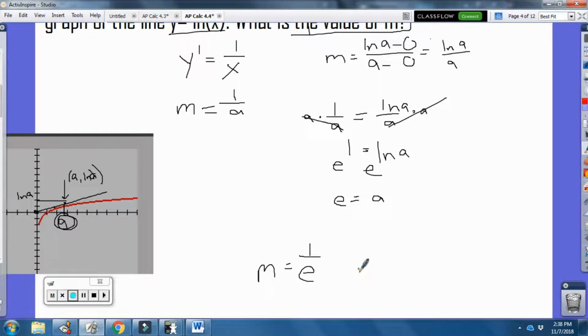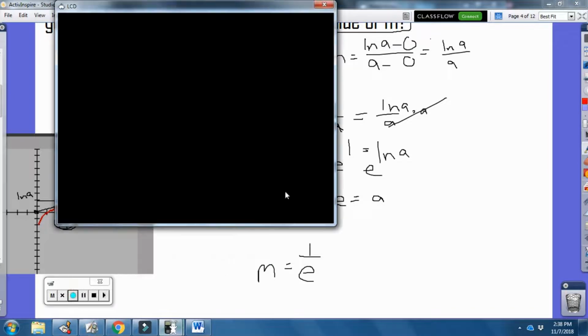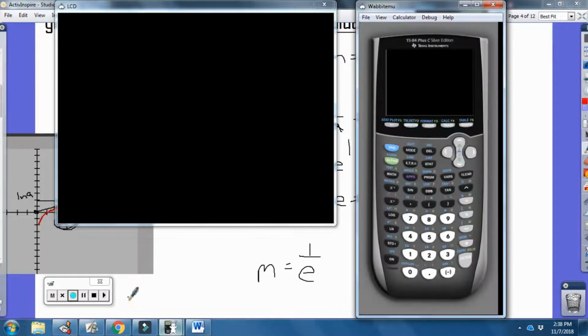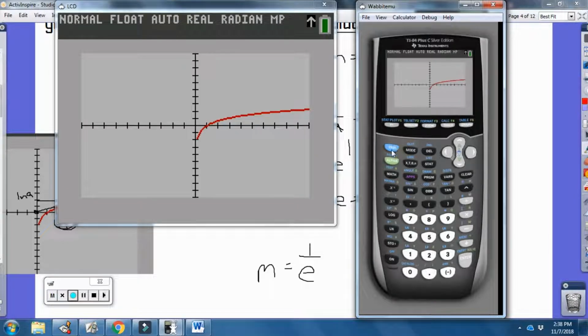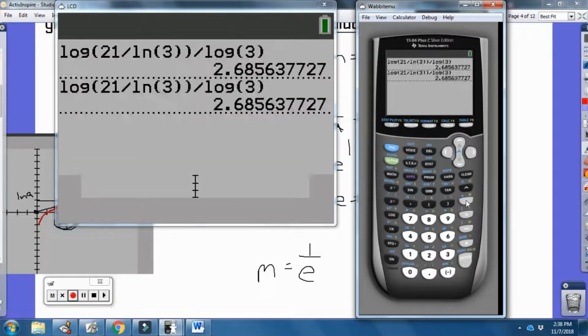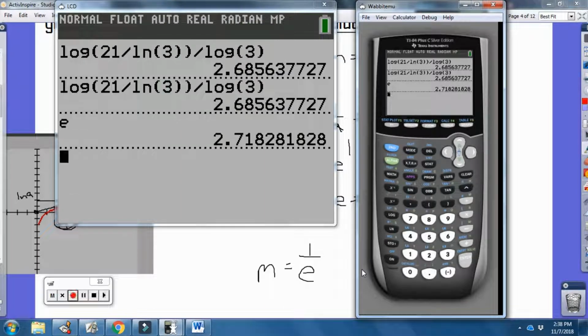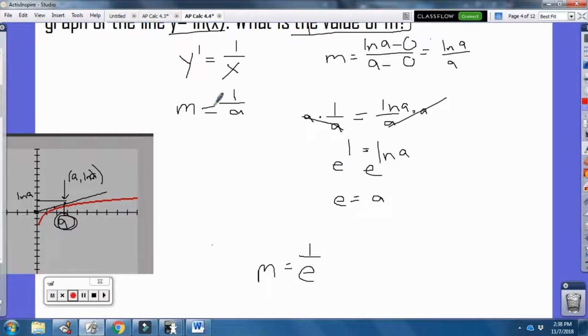And in case you forgot, e is a number. If you type it in the calculator, you get 2.7182. So even though it still looks like a variable, it's not. It's a number. So we can leave this. This is the answer to the question. What is the value of the slope?